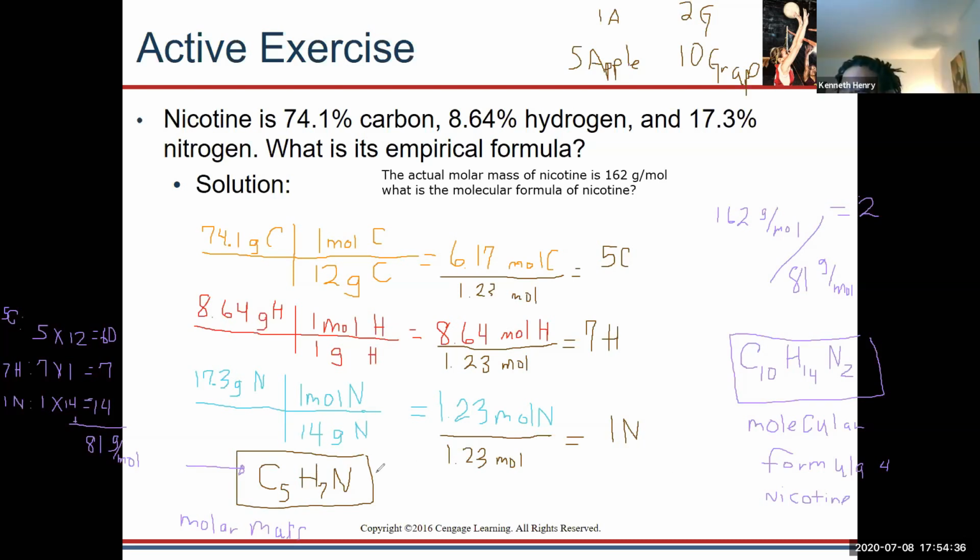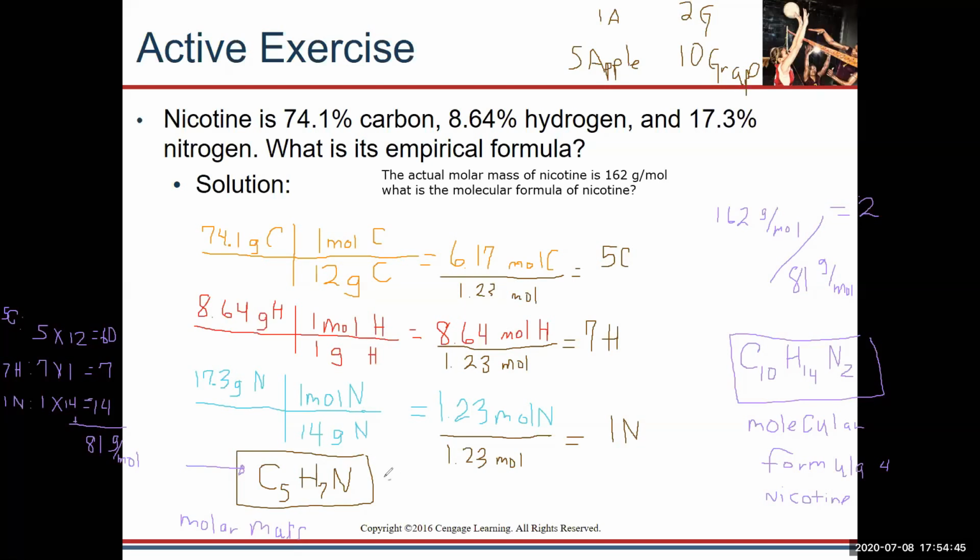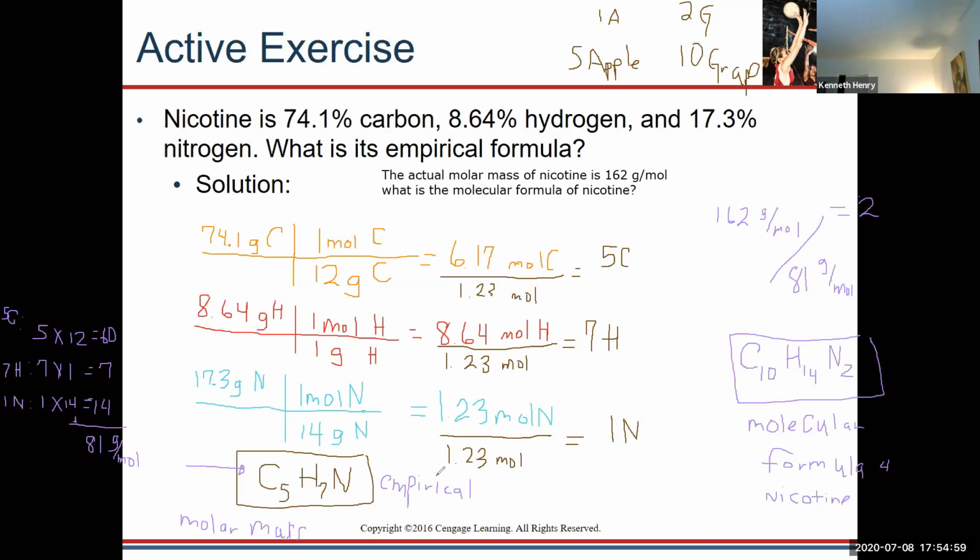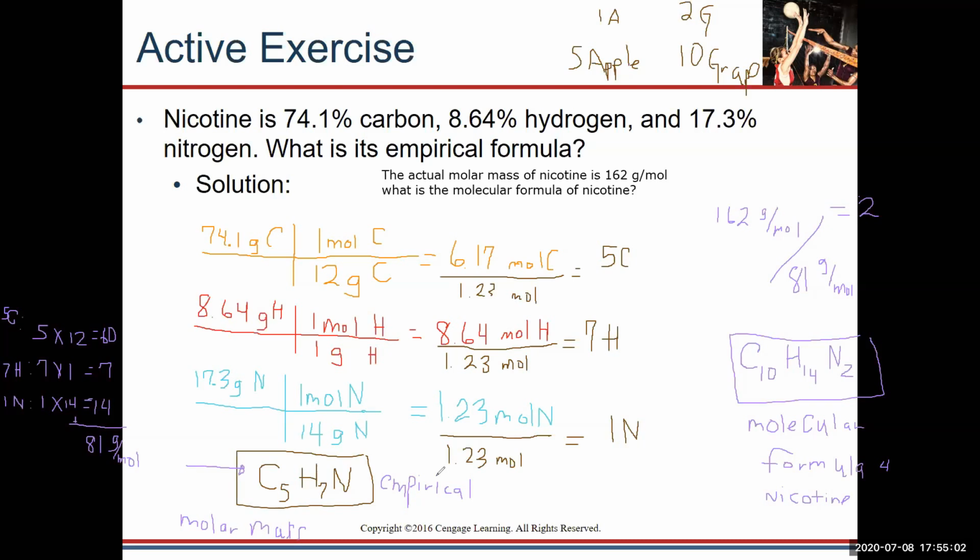And this guy's called what again? This is called the what formula? Empirical formula? Okay, so this is the empirical formula. Empirical formula. Are we good?